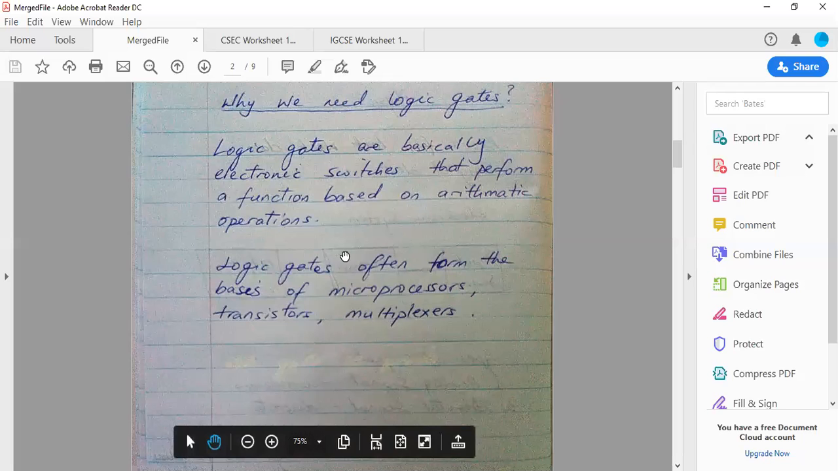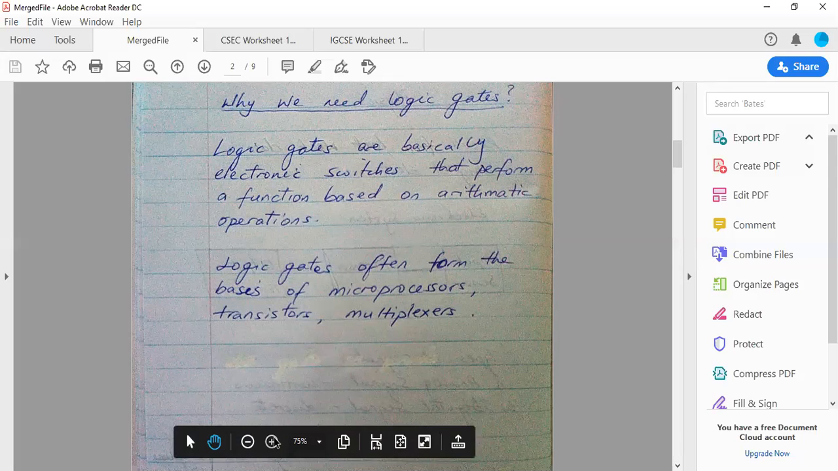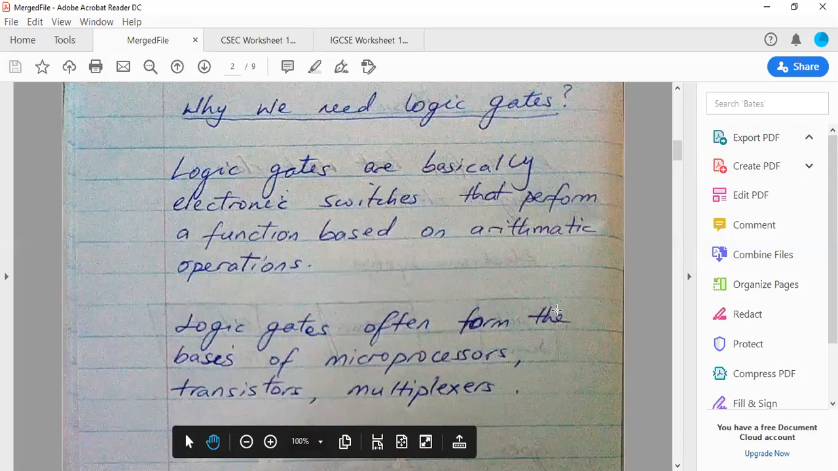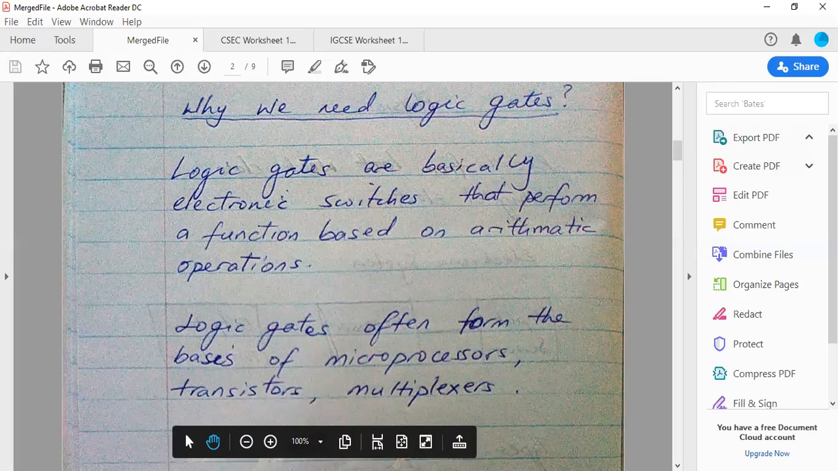We also include them in something called integrated circuits, or IC chips. When we go to purchase any of these logic gates, normally we purchase them as an IC chip, and the IC chip will help us to design a circuit that will switch in a particular operation.